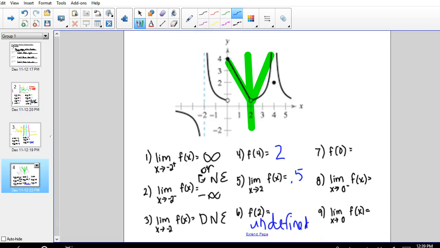You would never use undefined for a limit. Don't use undefined for a limit. A limit always does not exist. The value of the function is undefined. So if you're doing f of 2 and it doesn't exist, you're going to use the word undefined. If you have a limit and it doesn't exist, say does not exist. Okay, questions?